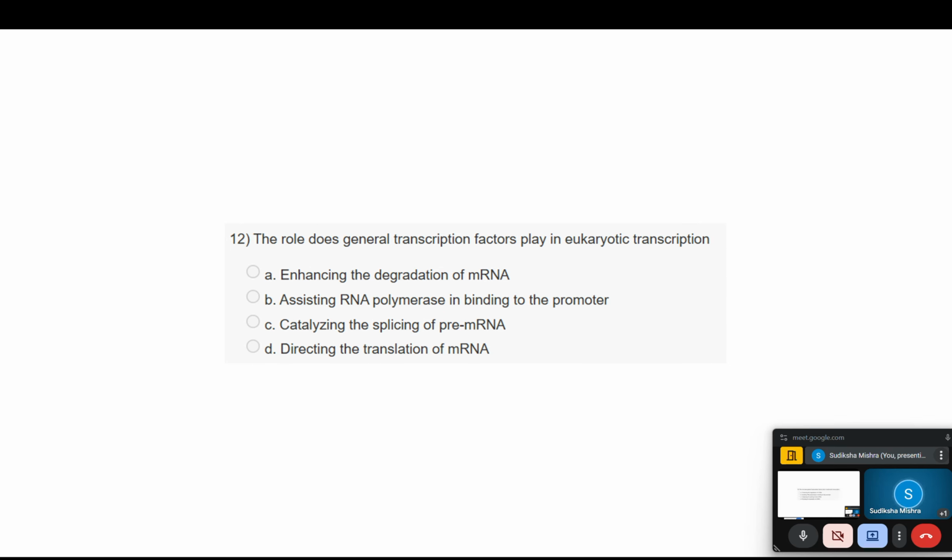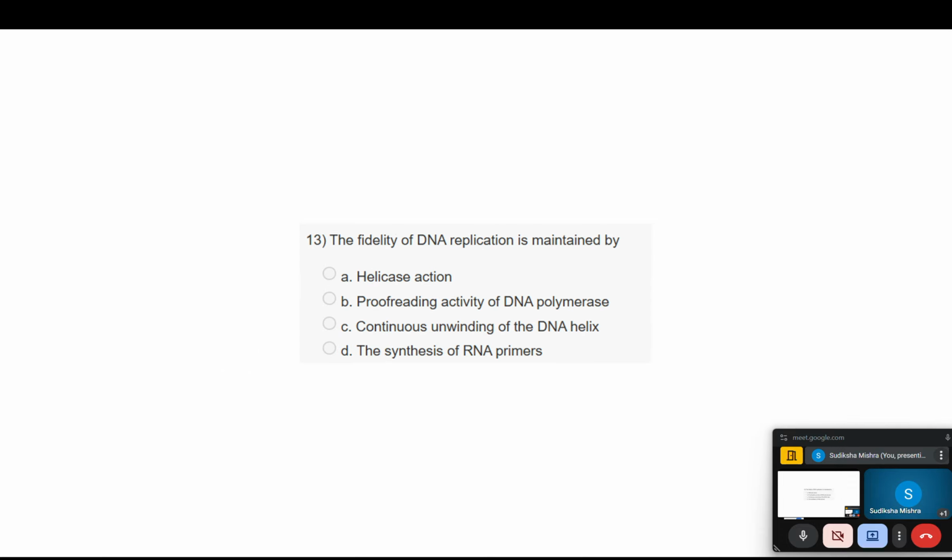The role general transcription factors play in eukaryotic transcription is enhancing the degradation of mRNA, assisting RNA polymerase in binding to promoter, catalyzing the splicing of pre-mRNA, directing the translation of mRNA. Answer is assisting RNA polymerase in binding to the promoter. Fidelity of DNA replication is maintained by helicase action, proofreading activity of DNA polymerase, continuous unwinding of DNA helix, the synthesis of RNA primers. The answer is proofreading activity of DNA polymerase.